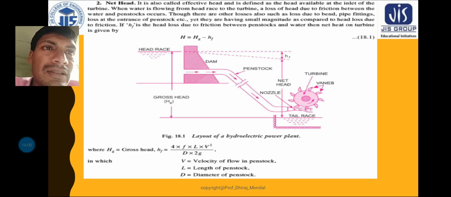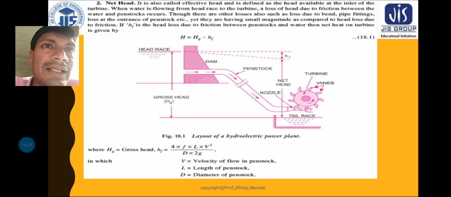If I am deducting the head loss due to friction from the gross head, then it will be called net head. Okay, so what is net head? It is also called effective head and is defined as the head available at the inlet of the turbine.